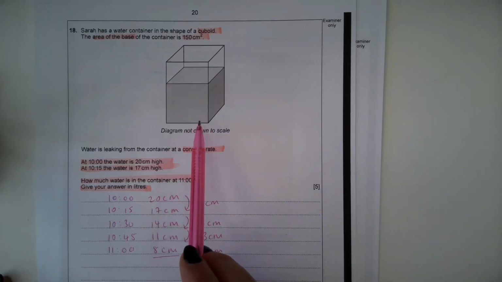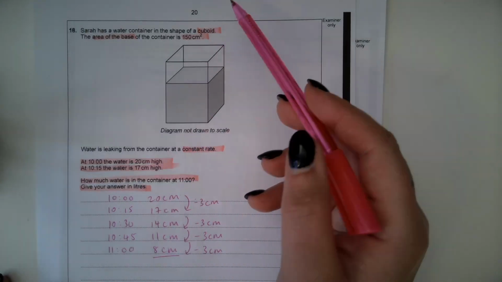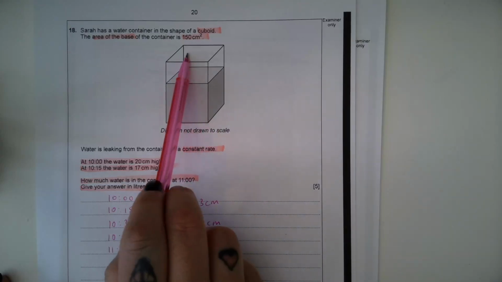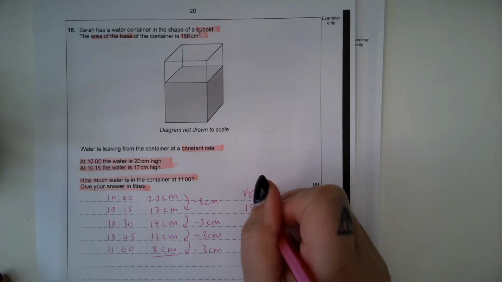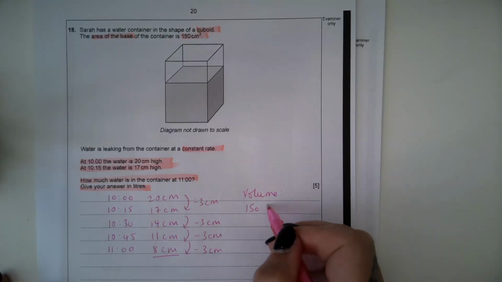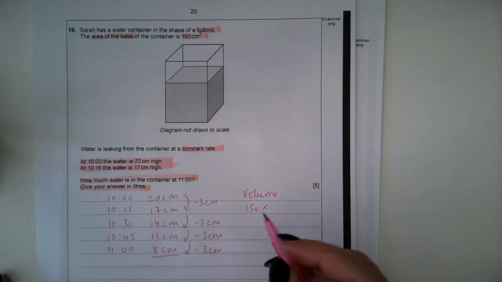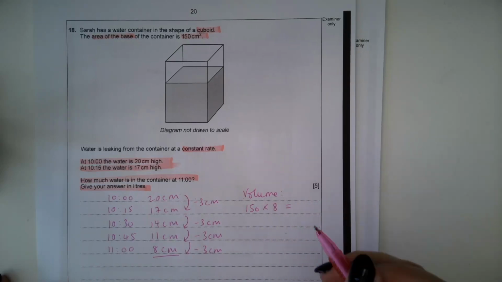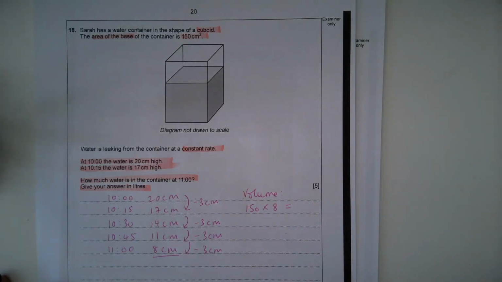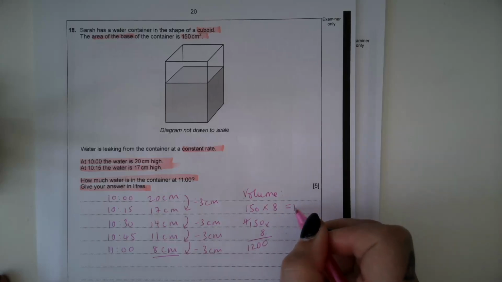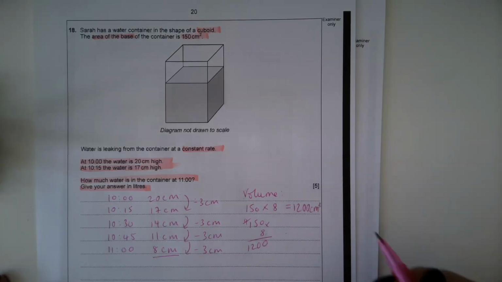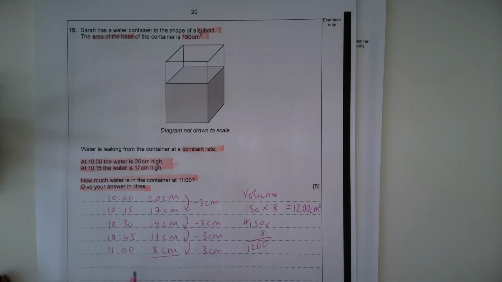To find the volume of a prism, so a cuboid, a 3D shape, we do the area of the base, which is the cross section that runs through the shape. So 150. So this is us working with volume here, guys. Multiplied by the height. Well, the height at 11 o'clock is 8. So we're doing 150 multiplied by 8. I'm going to do that calculation here: 8 times 0, 8 times 5, 8 times 1. So it's 1,200 centimetres cubed at 11 a.m.